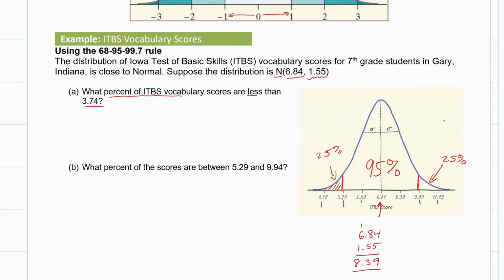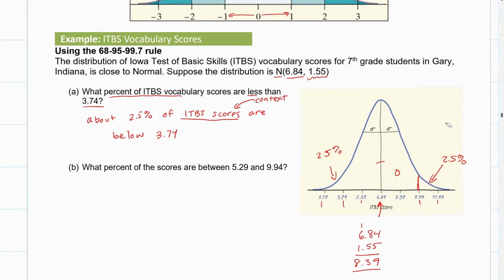And using that little fact, we can see that approximately 2.5% of ITBS scores are below 3.74. And I put in the ITBS scores because that statement provides context, and I want every one of our answers to have context in them. Okay, that was so much fun.